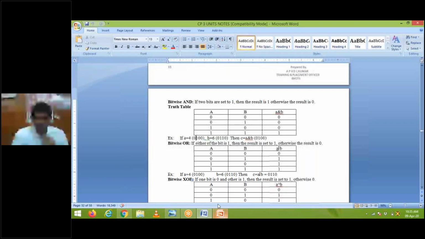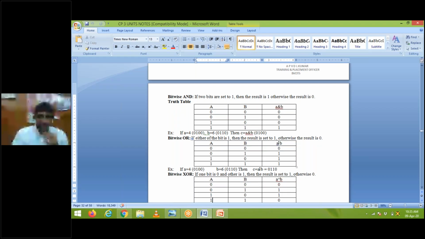Okay, example here in the table: 0 1 0 0 and 0 0 1 0. That means in the second column only, both are ones. Okay, you can also check with your notes. So 0 1 0 0 will be printed.